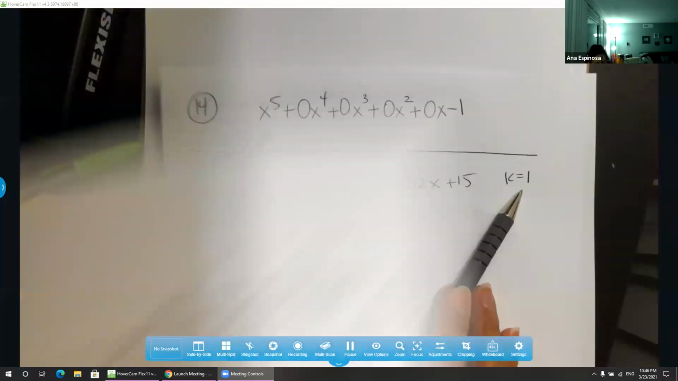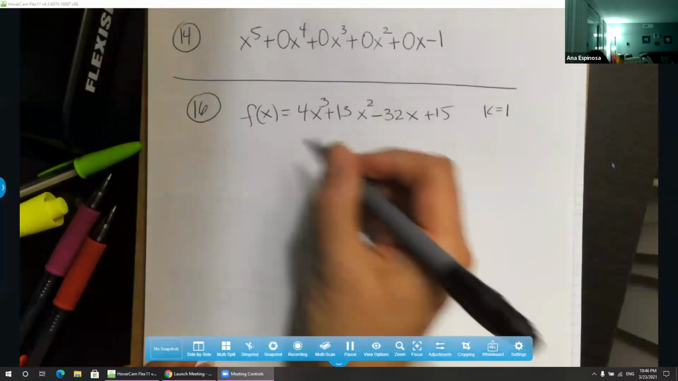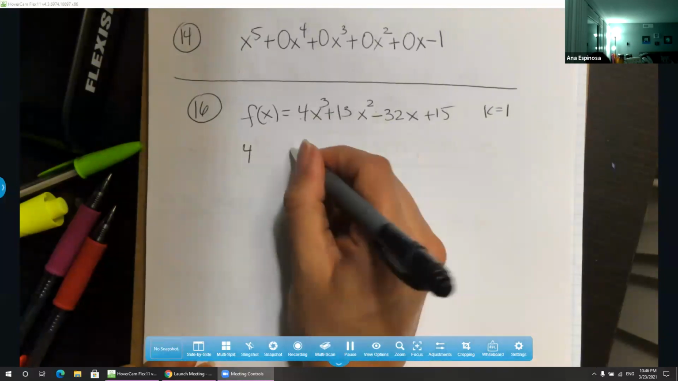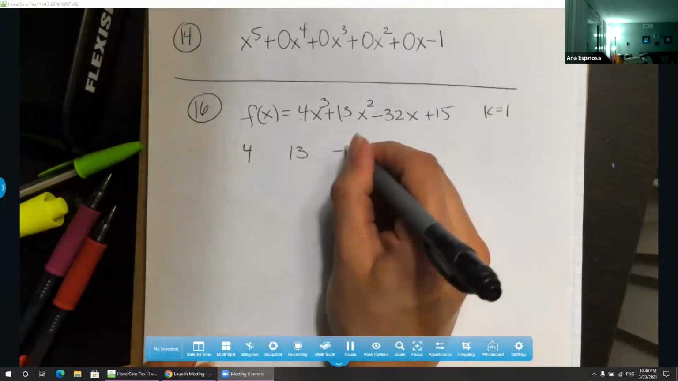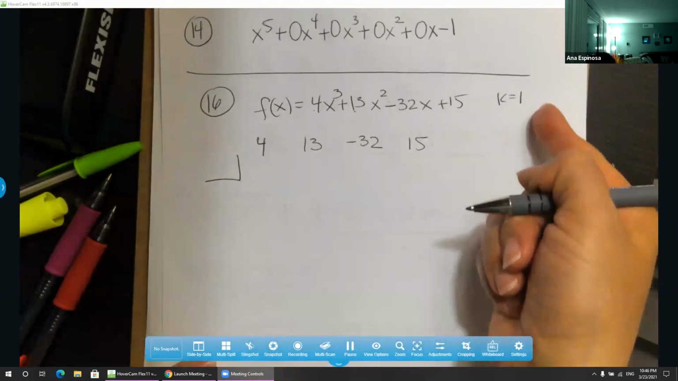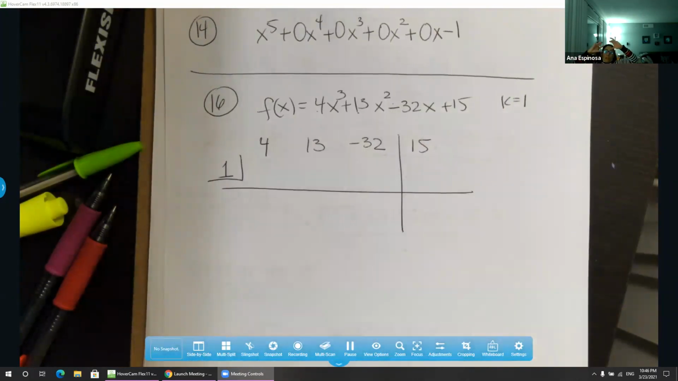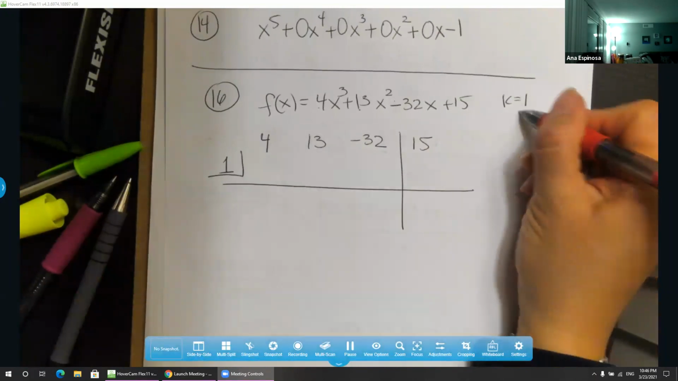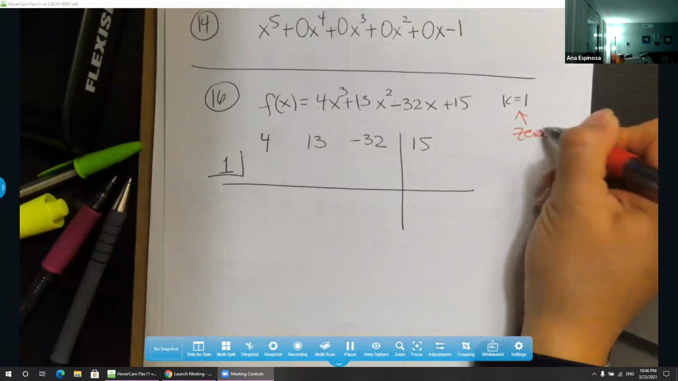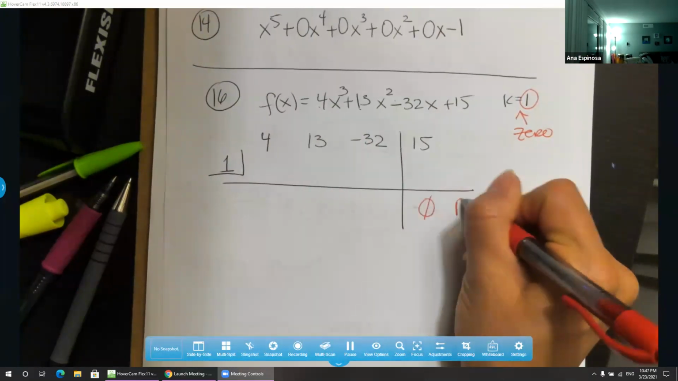Let's say that this is a 0. What does this mean? That I should end up with a remainder of 0. Okay, let's check it out. 4, 13, negative 32, 15. This number, the way it is exactly, you don't change the sign. You only change it if it is in a binomial form. Okay? They tell me that this is a 0. It means that at 1, it's going to cross the x-axis. And therefore, the remainder has to be 0.